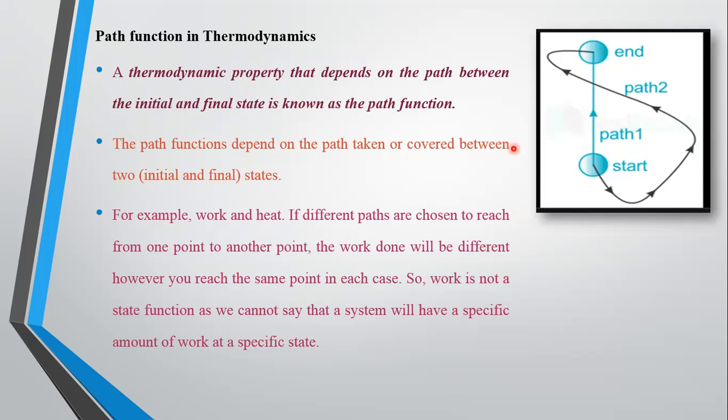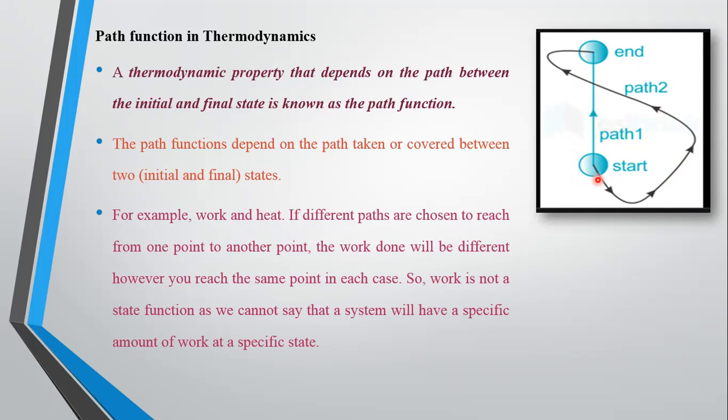Here you can see from this picture that this is my initial point, the start, and I have to reach my final destination. So these are my two states, the initial state and the final state. To reach these positions, I can take any of the paths, like path 1 which is going straight, and another path which is going this way. So these are the two possibilities to reach my final state. That's why path functions depend on the path taken or covered between the two states.